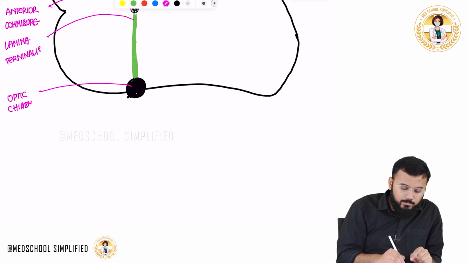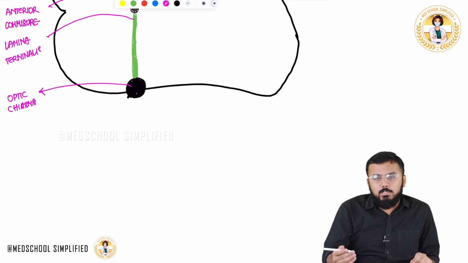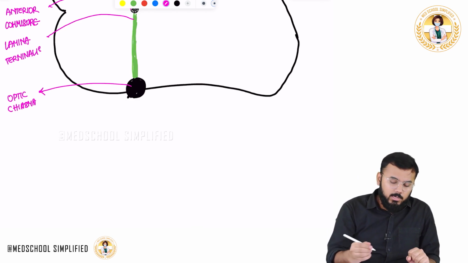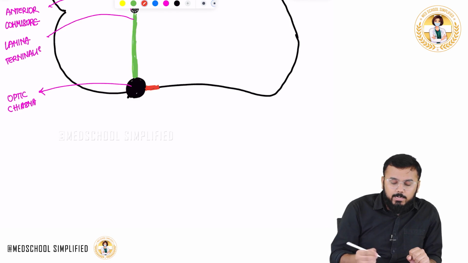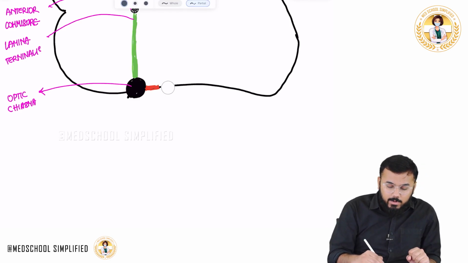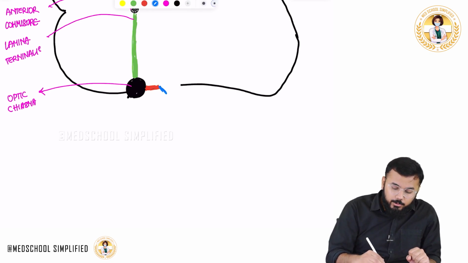Optic chiasma. Okay. If you have watched my video on the structures located in the floor of the diencephalon, there you will understand all these structures. Next, behind your optic chiasma, you see another structure like this. This structure is called your optic tract. Okay. Next, on the sides of the optic tract, you see a protuberance.